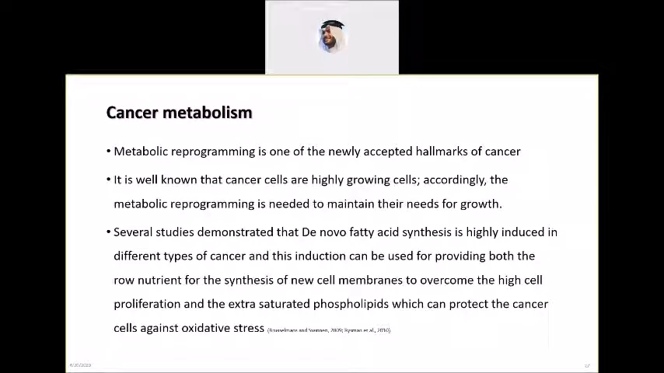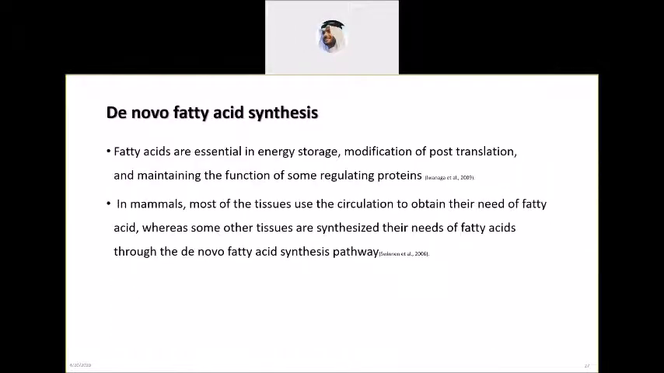Let's talk a little bit about cancer metabolism. Metabolic reprogramming is one of the newly accepted hallmarks of cancer, and it is well known that cancer cells are highly growing cells, and accordingly they need a high metabolic reprogramming system to maintain their needs of growth. Several studies demonstrated that de novo fatty acid synthesis is highly induced in different types of cancer, and this induction can be used for providing raw nutrient material for synthesizing the new cell membrane to give more ability for the cell to proliferate, and also to protect the cells against oxidative stress.